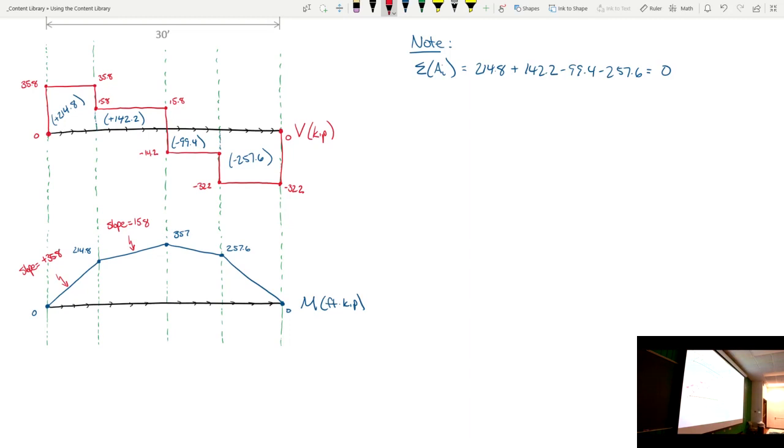I'm going to take this problem and make it more complicated on Wednesday because I'm going to add distributed loads. Next time, we're going to look at distributed loads. Distributed loads are going to create linear shear diagrams and quadratic moment diagrams. But we're going to get to that later.